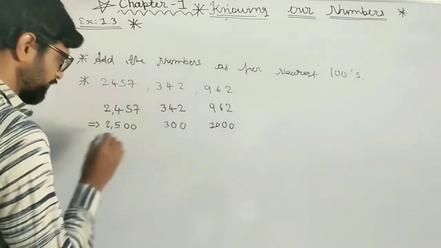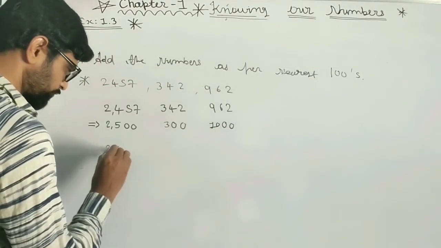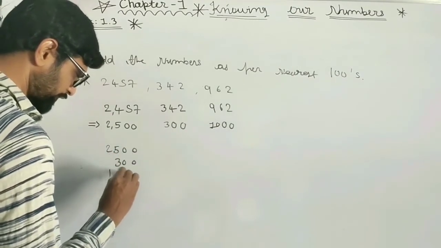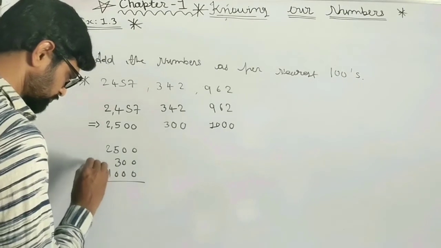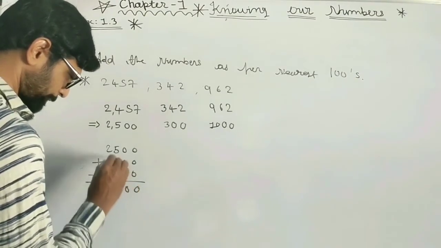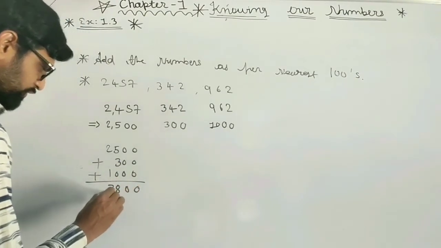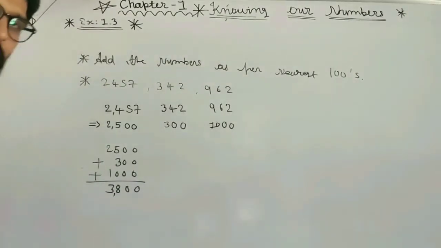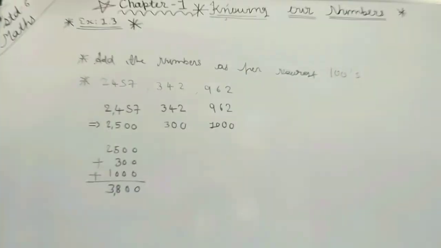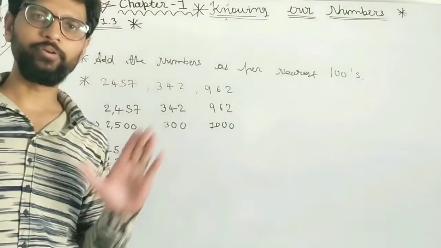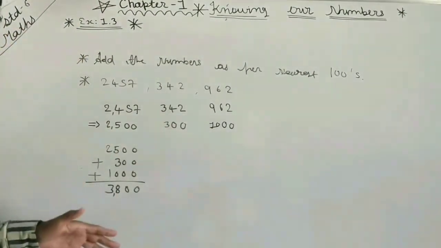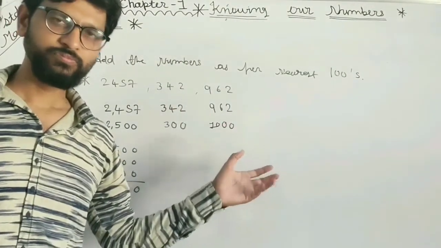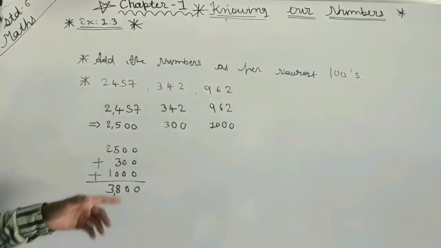So now add all these numbers. First of all 2500, 300 and 1000. This is your answer as per the nearest 100. Is that clear to everyone? Now you can write the answers from your exercise 1.3. Use all this method which I have already explained to you. Is that clear to everyone? Now do it by yourself.